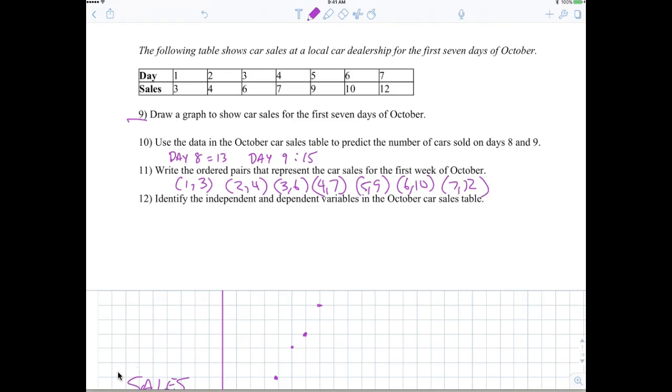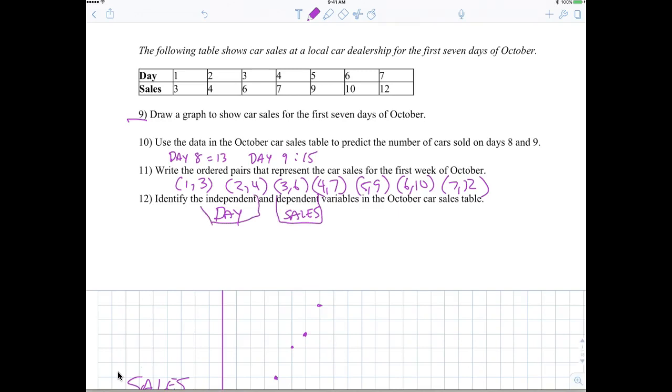All right, somebody tell me the independent and dependent. Does anybody remember? Independent was the day. Now remember, your Y depends on your X. That's how I learned it. The Y depends on X. Whatever the X is, I can find Y. So Y is your dependent, so your dependent would be your sales.